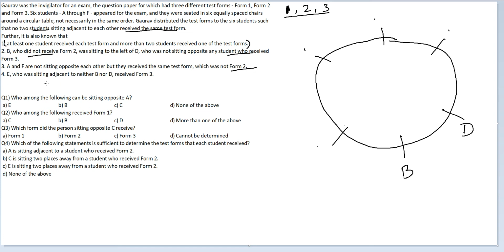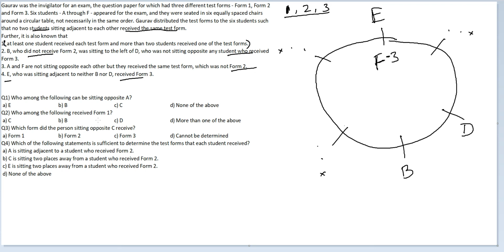Let's look at statement 4. E, who was sitting adjacent to neither B or D, received form 3. Okay. E cannot come here, E cannot come here. Also, E received form 3. Because E received form 3, can you see D, who was not sitting opposite to any student who received form 3, E can also not come here. E can't come here, E cannot come here. The only spot left for E is this, and he has received form 3.